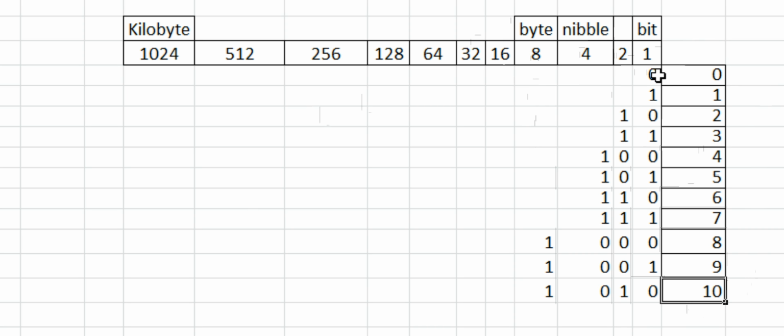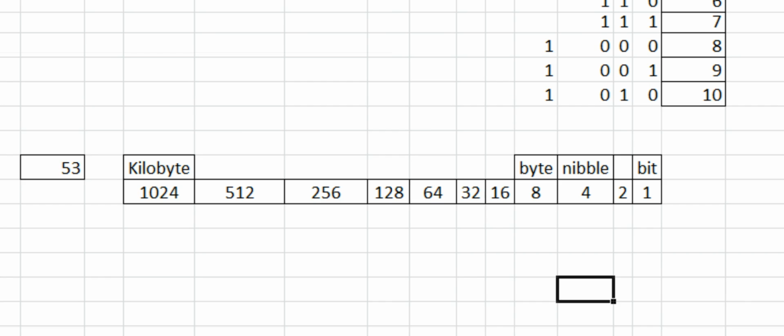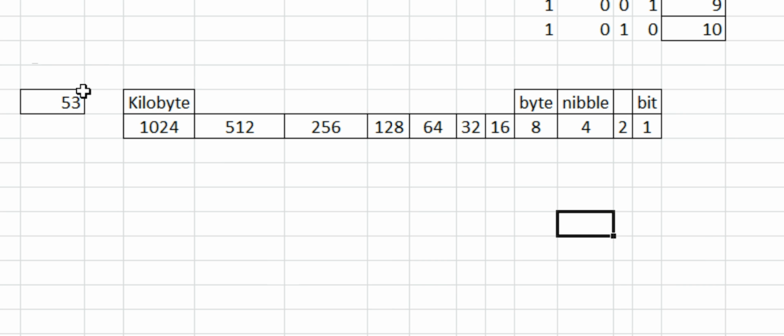So these are my binary numbers, which represent the everyday numbers we're used to seeing. So the next question, what if we take our number 53? How do I find number 53? Okay, so first of all, 53 is not represented anywhere here, but 53 lies somewhere between those two numbers.